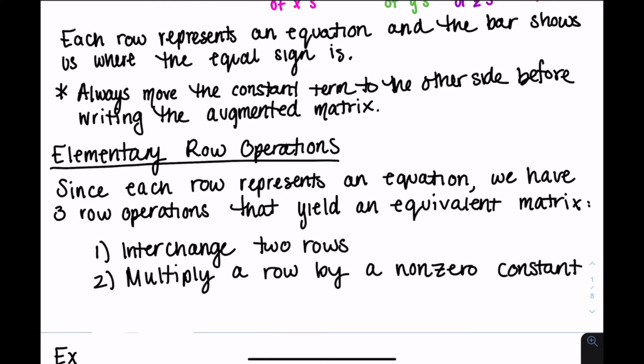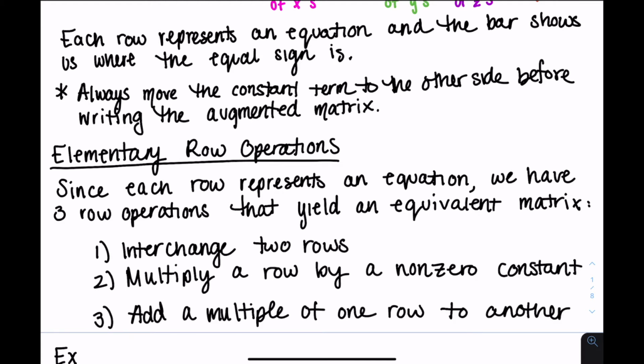Second, you can always multiply a row by a non-zero constant. So if you've got x plus 2 equals 4 and you multiply everything by 7, it doesn't change that underlying line. I can do the same thing with a row. The last one is going to help us with elimination. We added a multiple of one equation to another to eliminate a variable. The same thing can happen here. You can add a multiple of one row to a different one, and that becomes your new row.